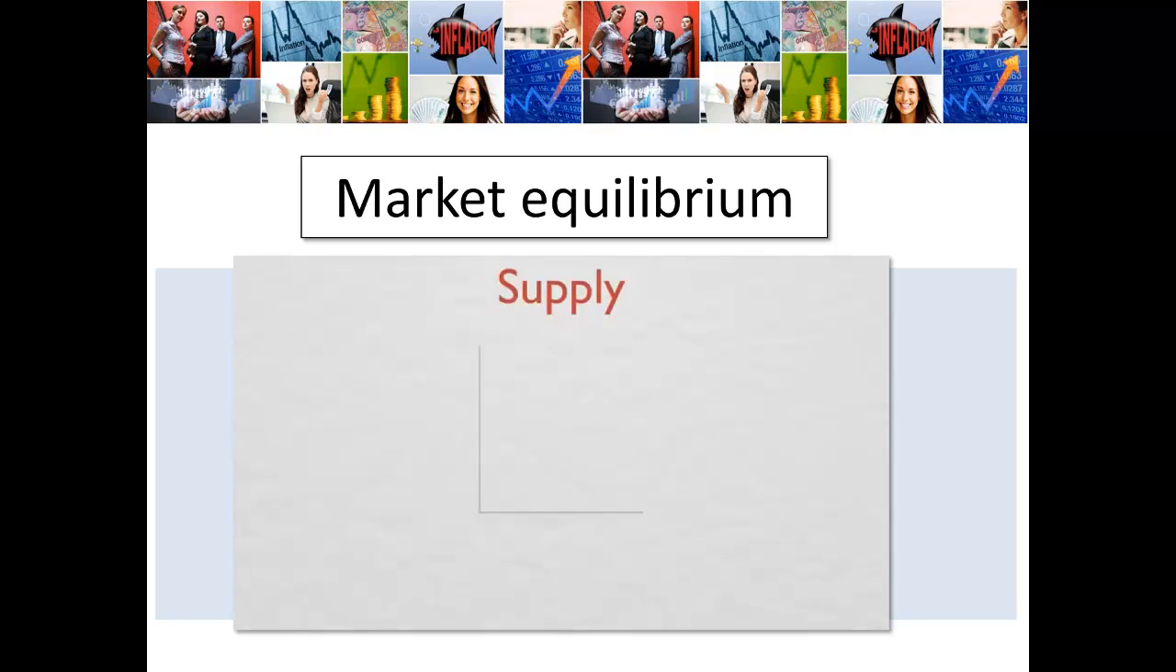Let's start with supply. A supply curve is a relationship between the price of a certain good and the amount of that good producers make. Let's say they're producing umbrellas. Supply curves typically slope upwards, since a higher price means producers can earn more from each item they sell, so it's worth it for them to produce more of that item.